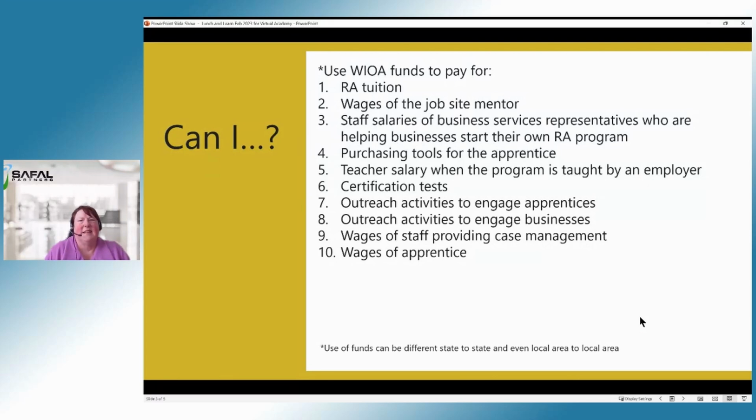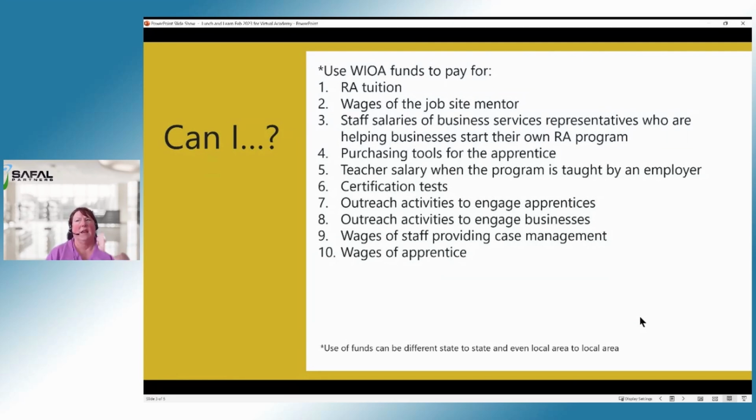And yes, I totally agree with you that it is difficult when the funds are controlled by the local workforce board and they maybe don't get involved in registered apprenticeship. That's when we have to have more conversations with them. Invite them to some of these things that are going on, like the virtual academy, or other webinars with the Center of Excellence that you could invite them to and get them to be a part of.